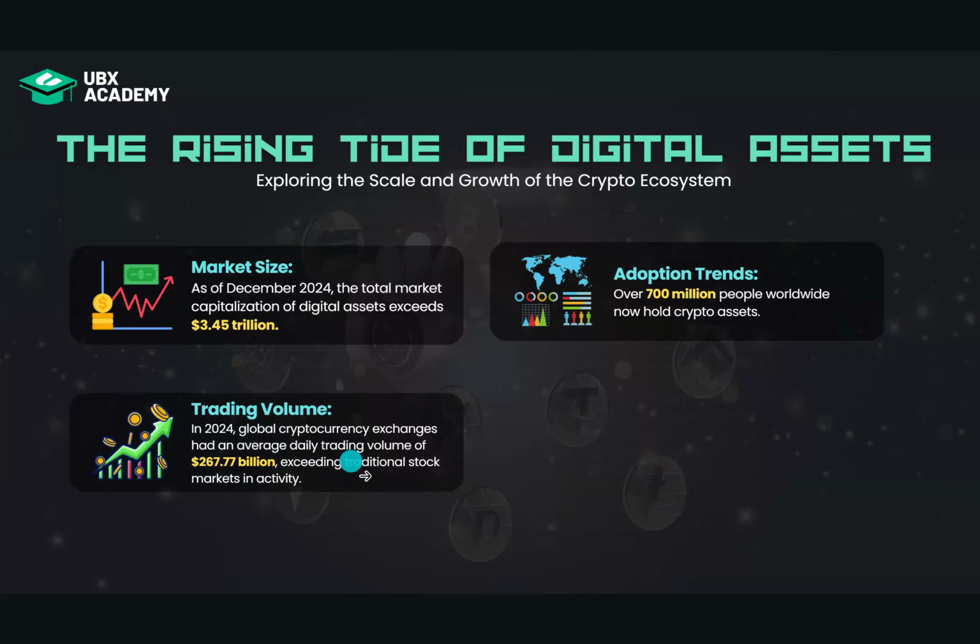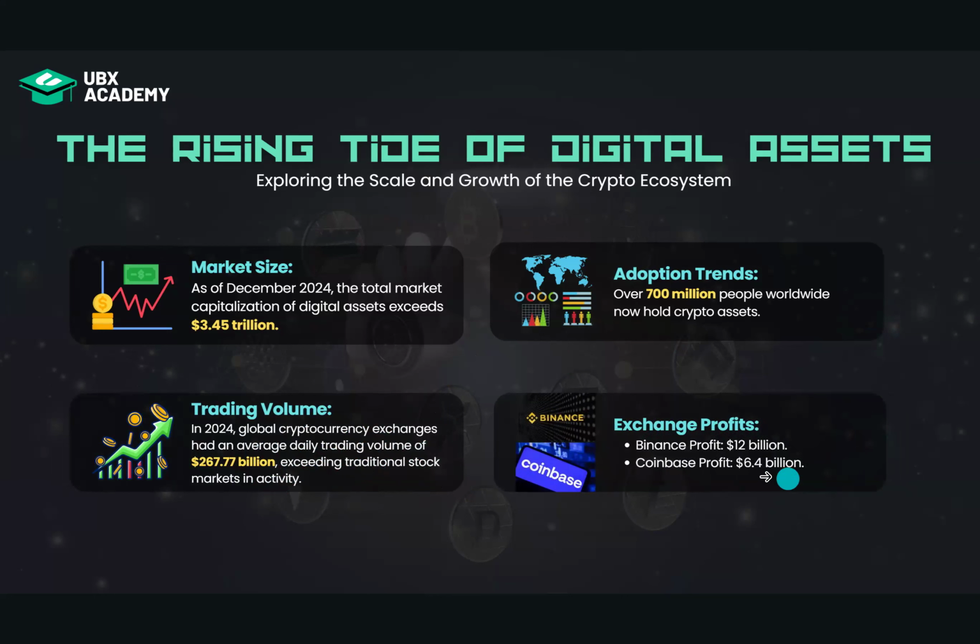And this is the trading volume, 267 billion. Like I mentioned, we are actually doubling every year, especially when the Bitcoin price is going up, Ethereum price is going up. And take a look at Binance's profit for last year. They profited 12 billion, and Coinbase profited 6.4 billion.